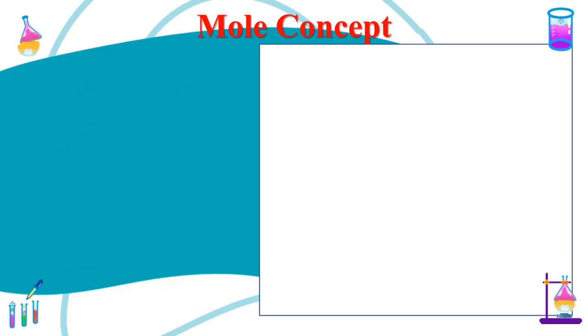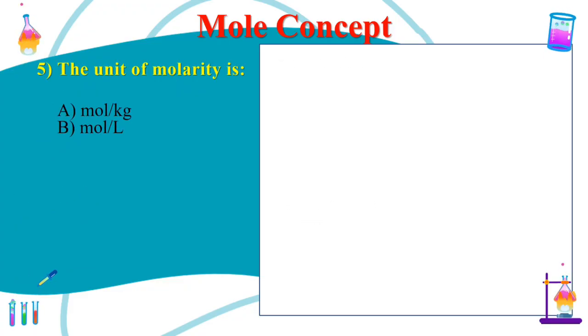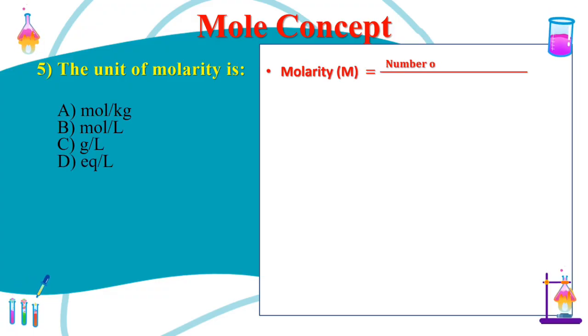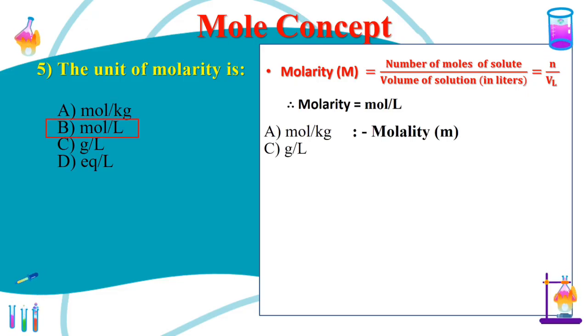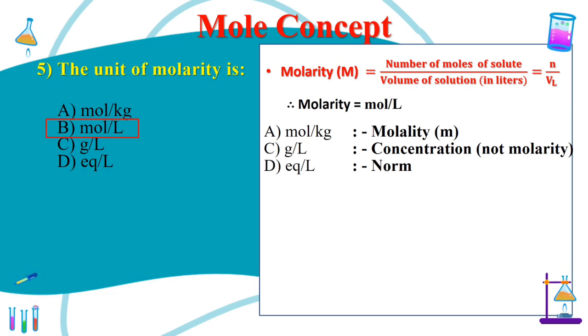Move to the next question, and that is the unit of molarity is. As we know from the formula, molarity is number of moles of solute to the volume of solution in liter. So the molarity becomes mole per liter. Now we will talk about other options. Mole per kg goes to molality, gram per liter is concentration, and equivalents per liter represent normality.